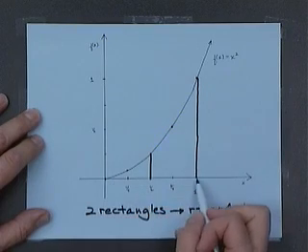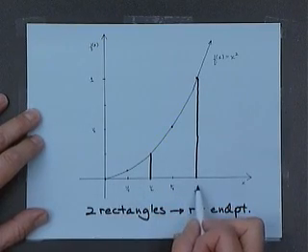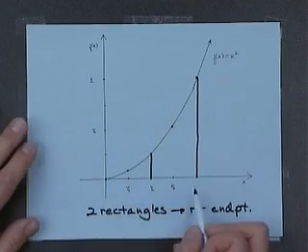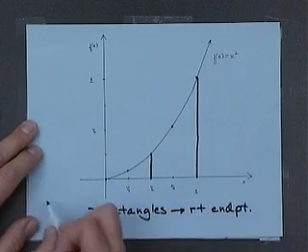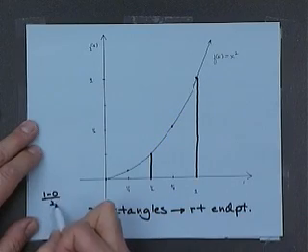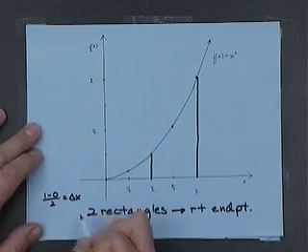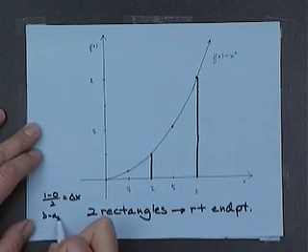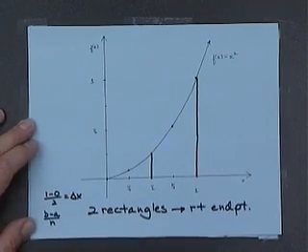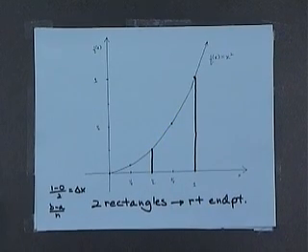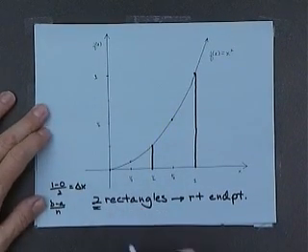So we've got a total distance of 1, and if there's only 2 rectangles, each one is 1 minus 0 divided by 2. That's how wide each rectangle is going to be. In general, that'll be b minus a divided by n, right? Right endpoint minus left endpoint divided by n, where n is the number of rectangles.